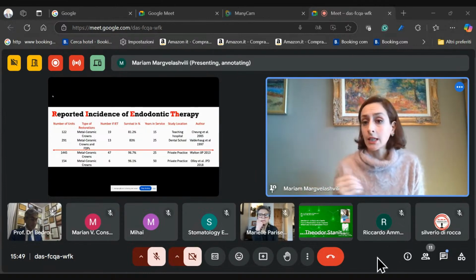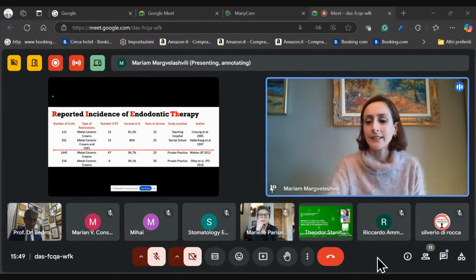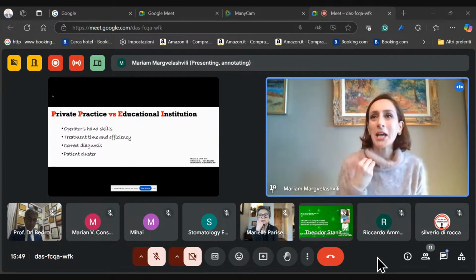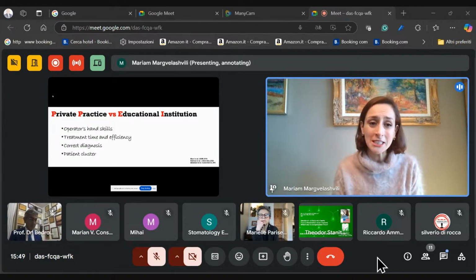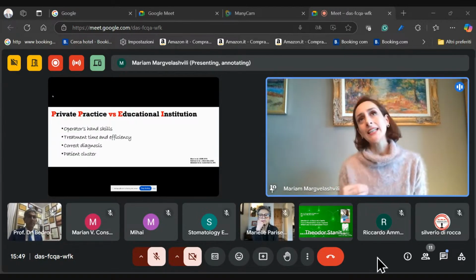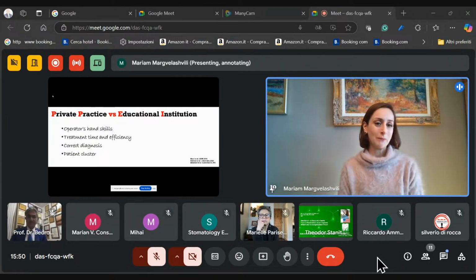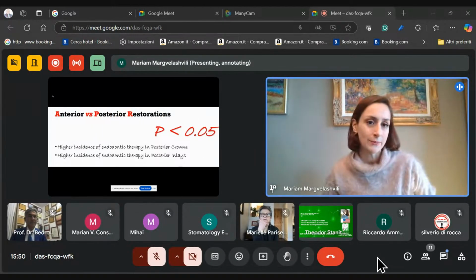If you look at the two top studies, they were conducted in teaching institutions, hospitals, dental schools, and the two bottom in private practice. And like it or not, operators' hand skills account for the success. Dental students cannot do the same level of work as an experienced clinician. Treatment time and efficiency is different. It is less likely that a pulpal diagnosis will go unnoticed by an experienced practitioner. And we're also dealing with different patient clusters. The patient cluster in private practice has a different dental IQ from those in dental schools and teaching institutions.